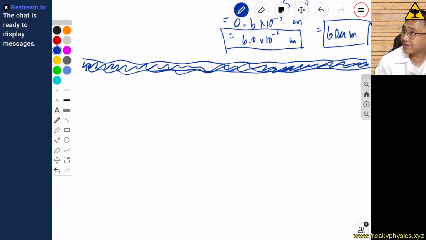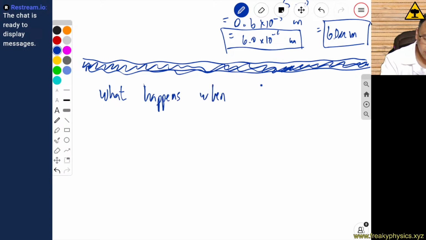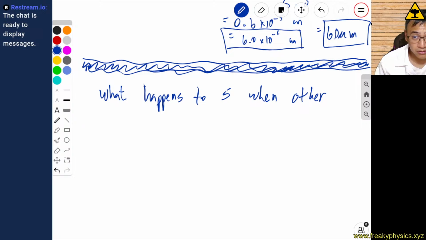So the next thing we want to go through here is what happens when you change a value. What happens to S when the other values are changed? Now, what we can think about here is we can just use the equation, when the other values are changed.